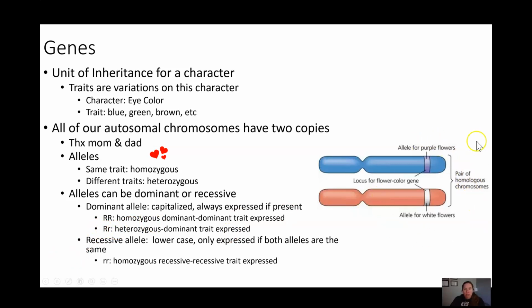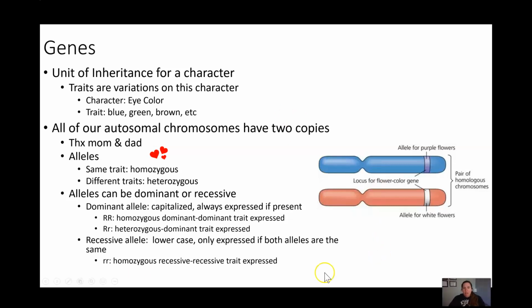This organism here is heterozygous. It has one dominant allele and one recessive allele. We would consider this capital R, lowercase r. It's heterozygous, but remember that the dominant trait would still be expressed, because if that dominant allele is present, that's the trait that will be expressed. It's only when we have a homozygous recessive situation that the recessive trait is expressed. And here we would have two lowercase r's to symbolize that both of those alleles are the recessive allele for whatever trait we're looking at.